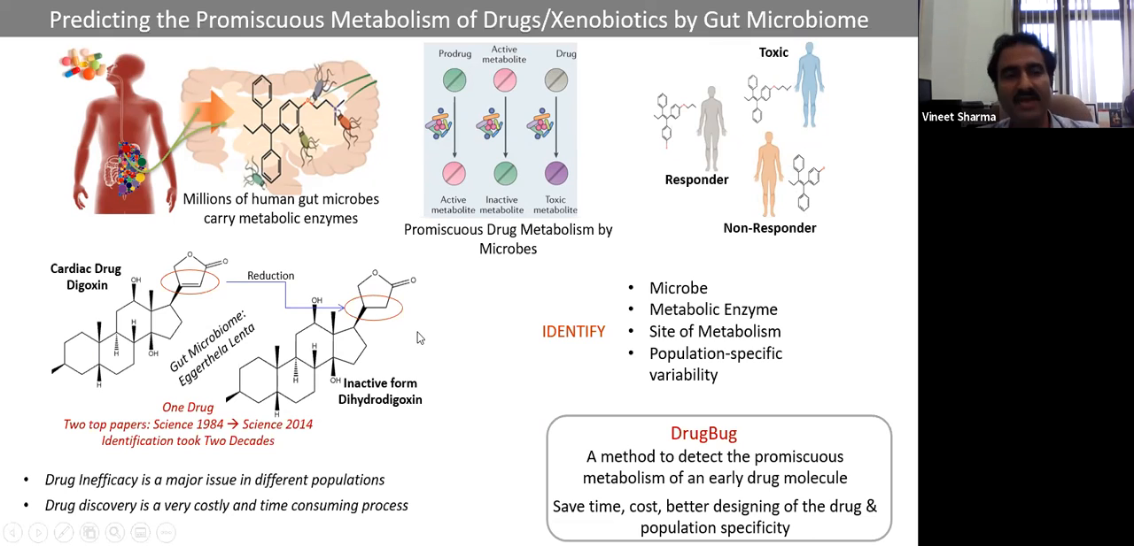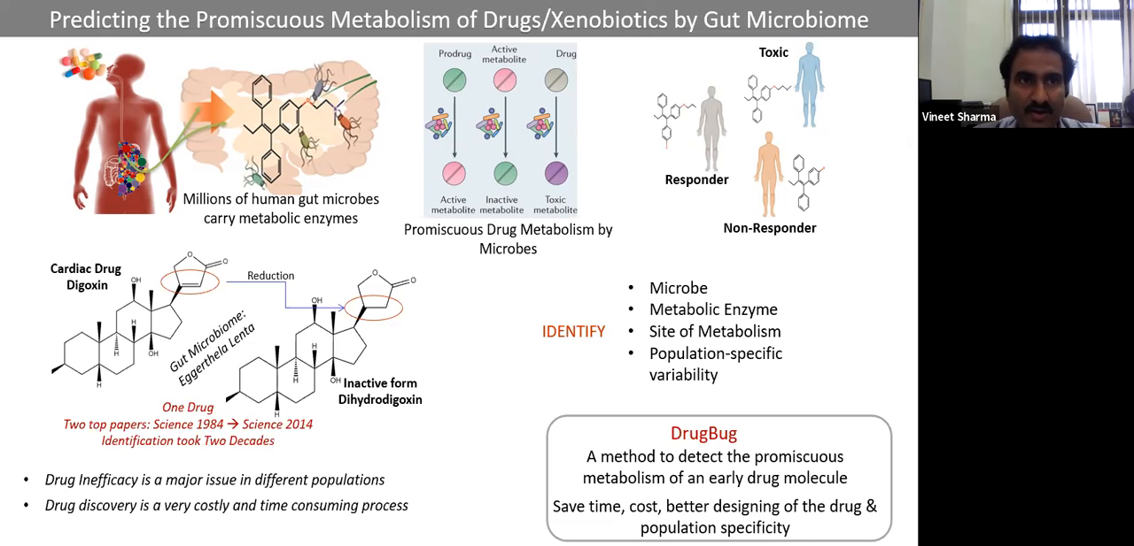The famous example is the cardiac drug digoxin, which also tells us how difficult this problem is. Two Science papers in a span of 20 years: the first Science paper found the bacteria which can degrade the drug digoxin, which is a cardiac glycoside, and the second paper, after a span of 20 years, could show how this works. So this is an important, challenging problem which should be addressed by the data that we have.